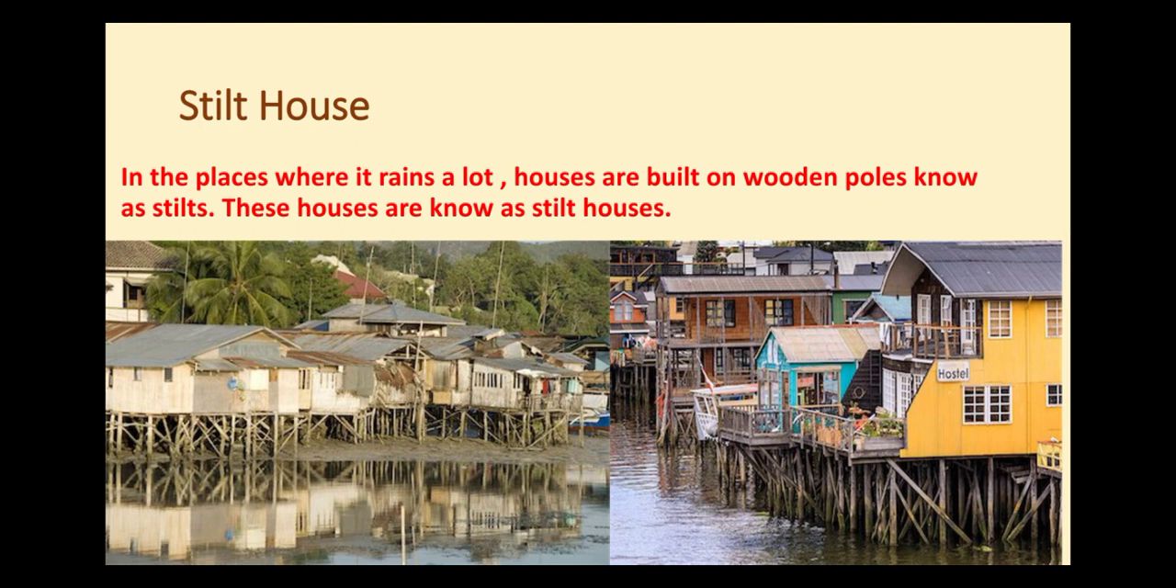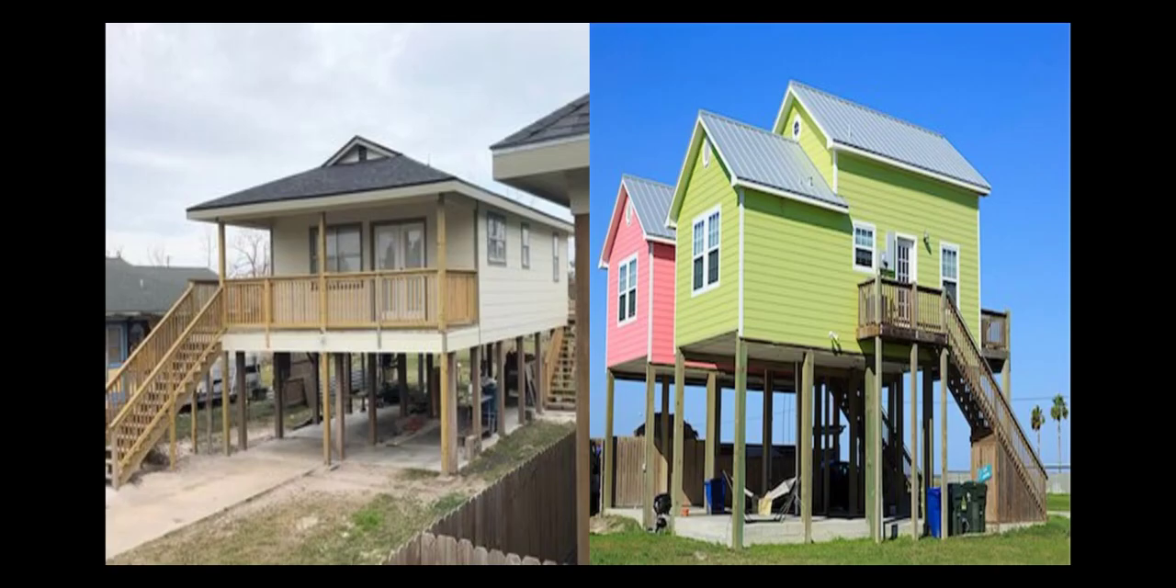And where will you find them? You will find them in the areas where it rains a lot. Now, what is the use of building the house on stilts? So basically what happens is that the stilt holds the house high above the ground, correct? Now if you look in the picture carefully, what can you see? Because of the stilt, that means because of the wooden poles, the house is raised above the ground, right? It is high above the ground, yes?